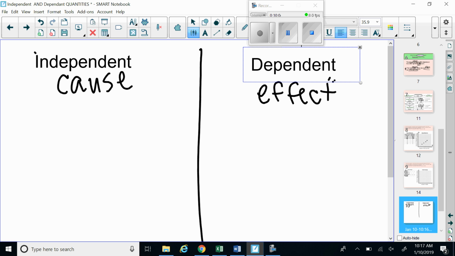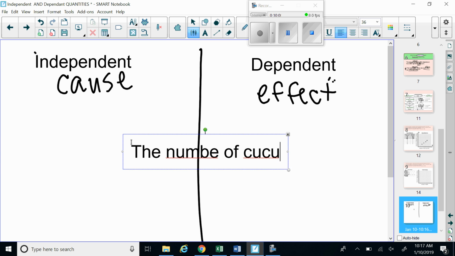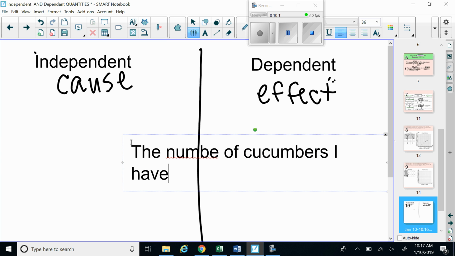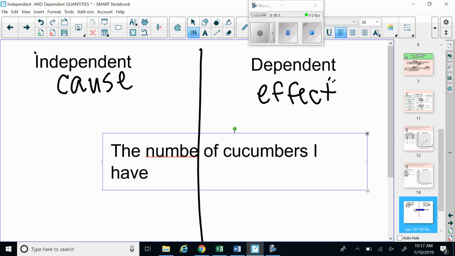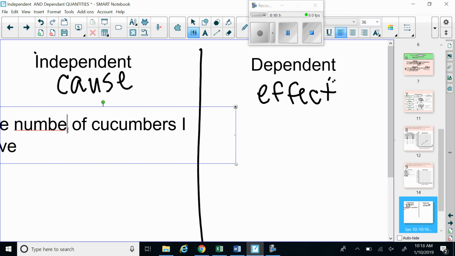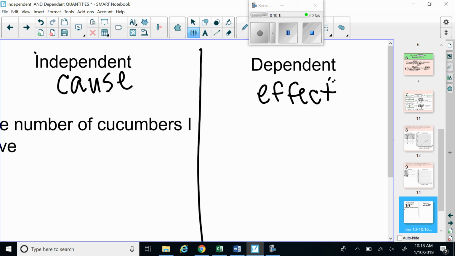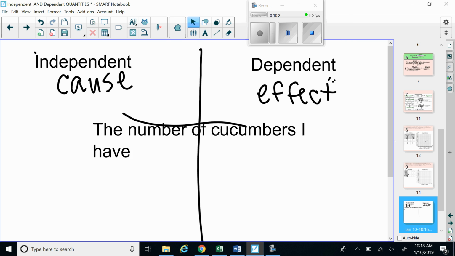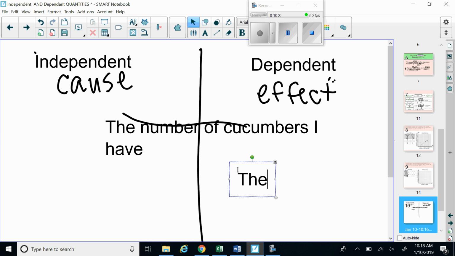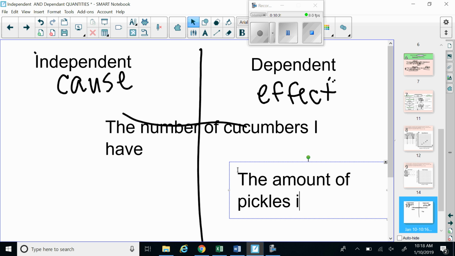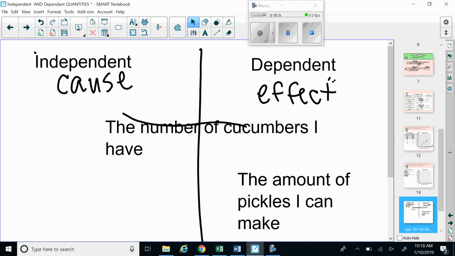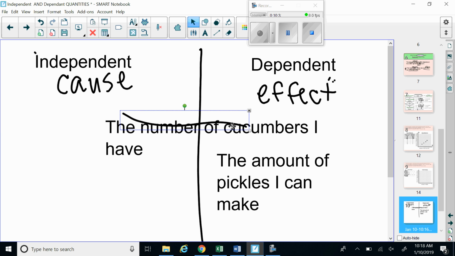And it was the number of cucumbers I have. Right? And I don't know where it goes. I don't know where it goes yet. And then the other one is the amount of pickles I can make. So maybe you knew that you can make pickles from cucumbers. Maybe you didn't, but now you know. So the question is, which is the cause, which is the effect?